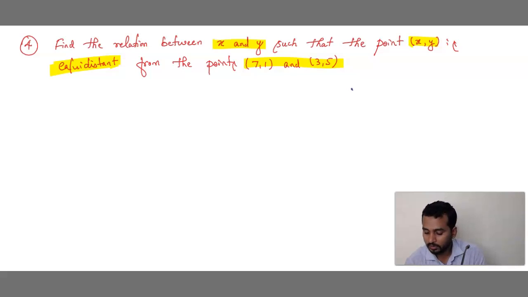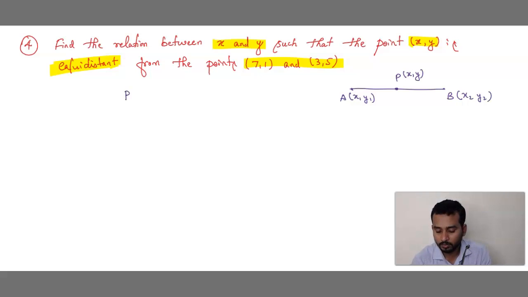It means, let me consider this is A and this is B. So these are the two coordinates A and B, and this is a point which we call P. So this P of x comma y is equidistant from the points A and B, that is x1 y1 and x2 y2. Correct? What does it mean? PA is equal to PB. Is this clear? Understood? So first let me find the distance PA.